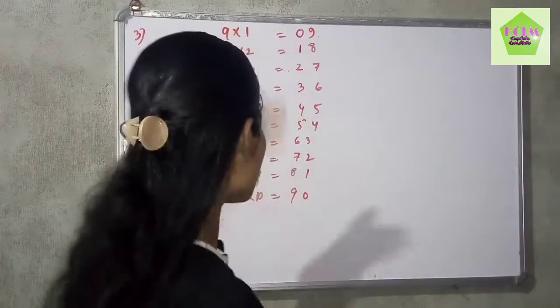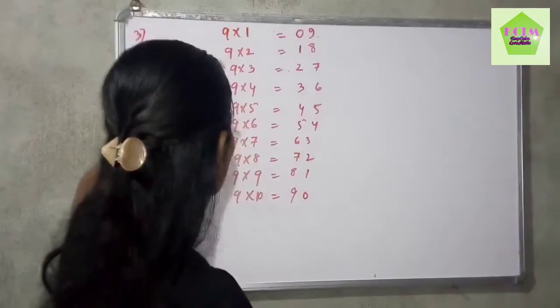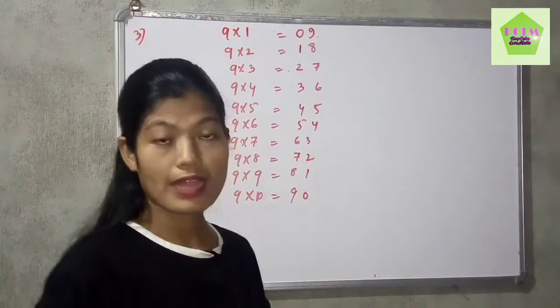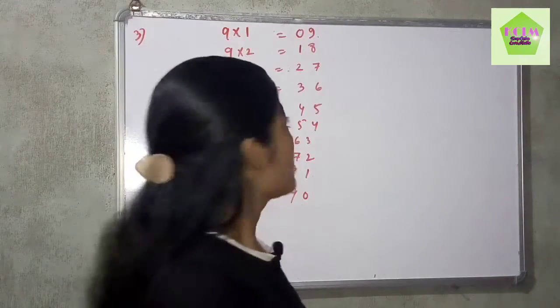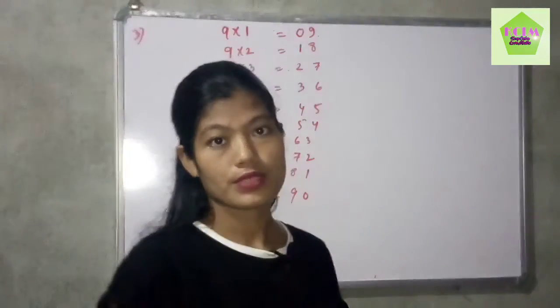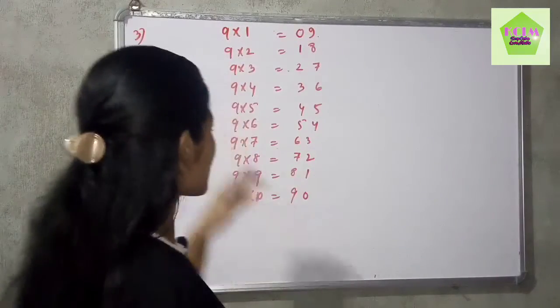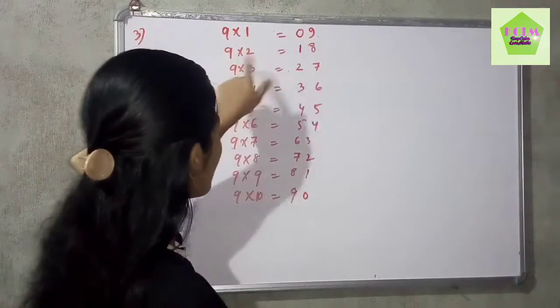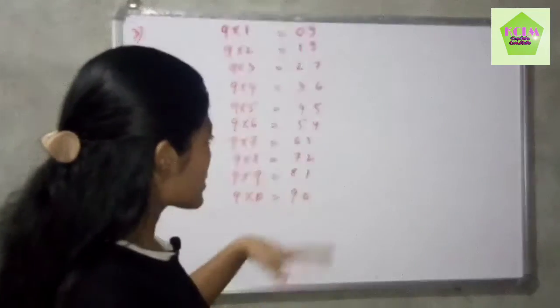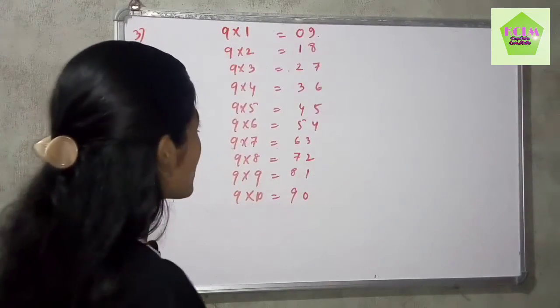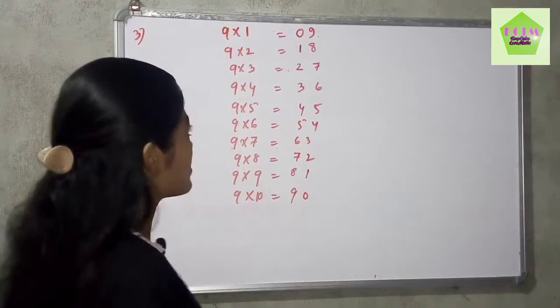So it's very easy. I hope this video will also be helpful to some parents who will definitely help their children to memorize the multiplication table for 9. So that is 9 1s are 9, 9 2s are 18. Here is a very interesting or amazing thing.